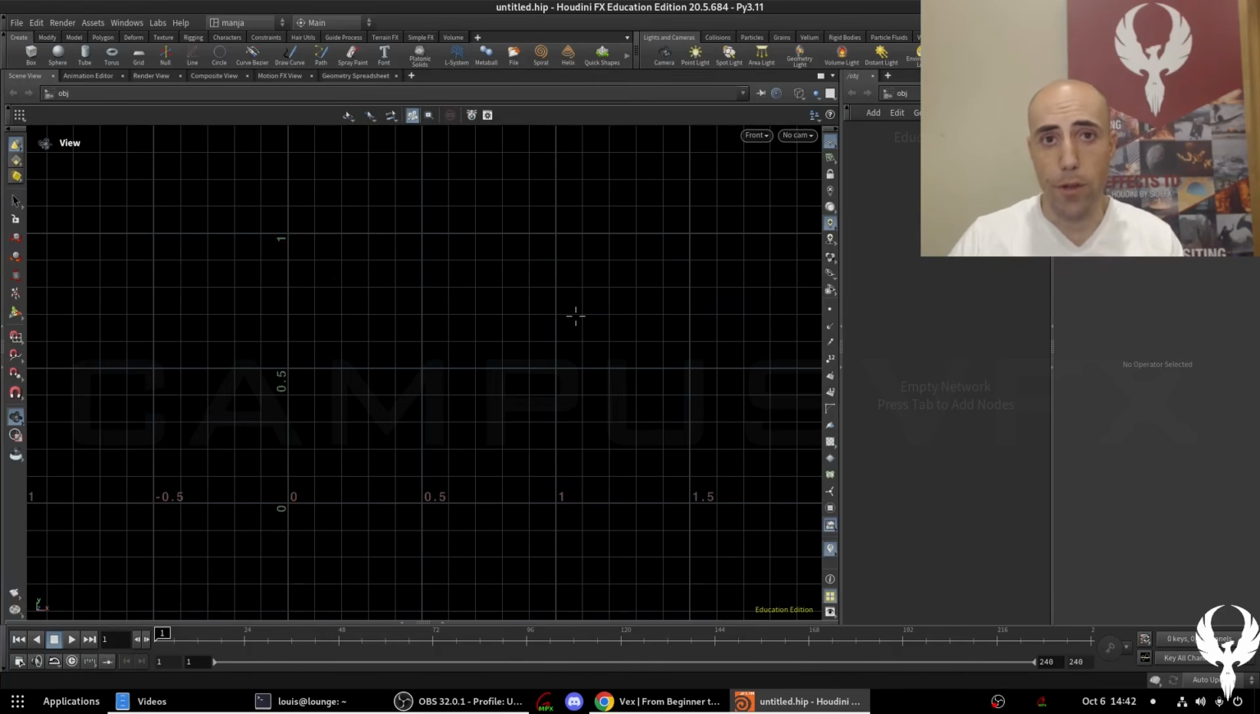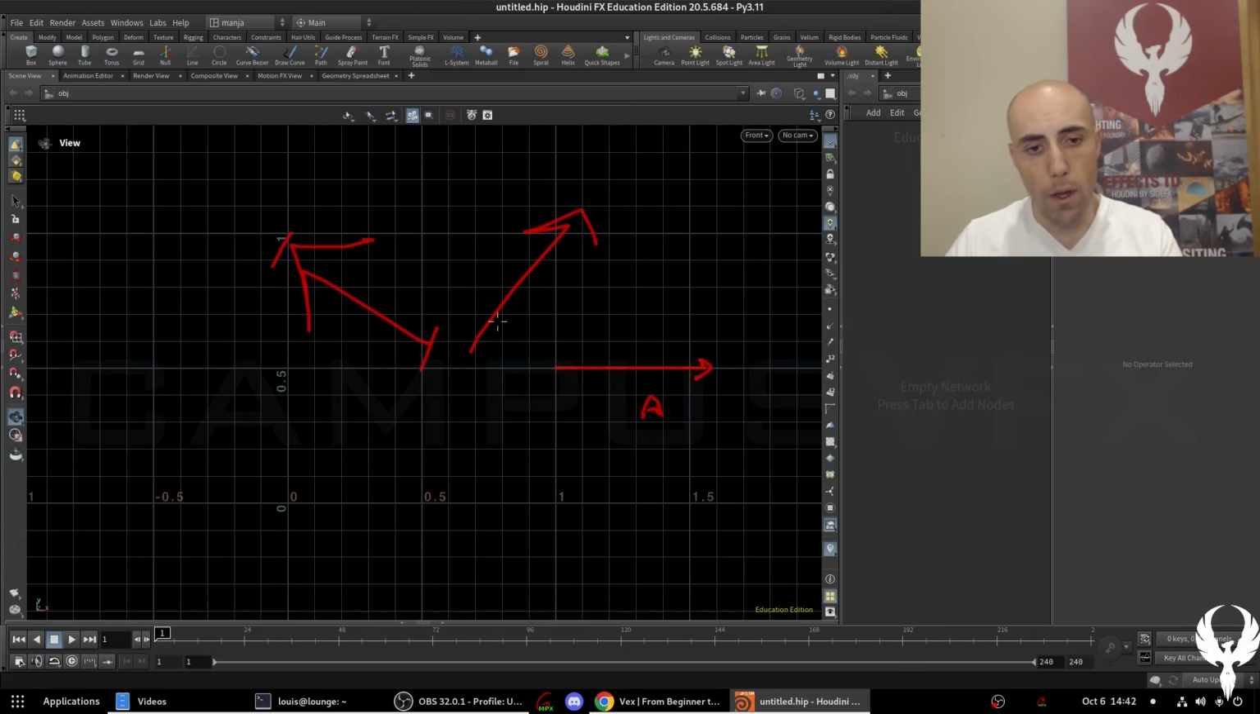So let's talk about the dot product. Let's pretend I have two vectors that are normalized. What does normalized mean? It means the length of the vector is 1. Doesn't matter where it points, as long as from here to here there is 1. So I have this vector here, and then I have this vector here.